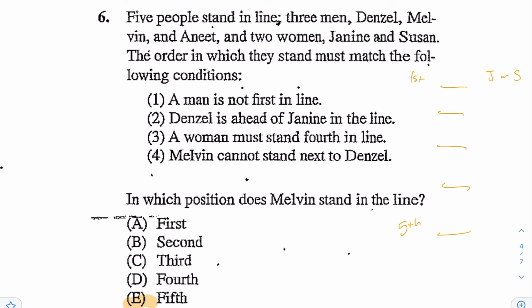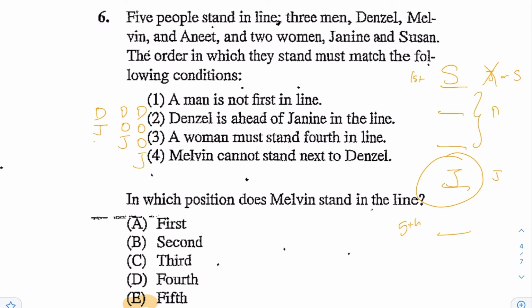Now, Denzel is ahead of Janine. So if Denzel's ahead of Janine, that means Janine can't be first, because if Janine's first, then Denzel can't be ahead of her. So Susan must be first. And then Denzel must be ahead of Janine. So it could be D space J or D space J. We don't know where they are. We don't know how far ahead Denzel is. Now, a woman must be fourth in line. There's only one other woman here, so J has to be here.